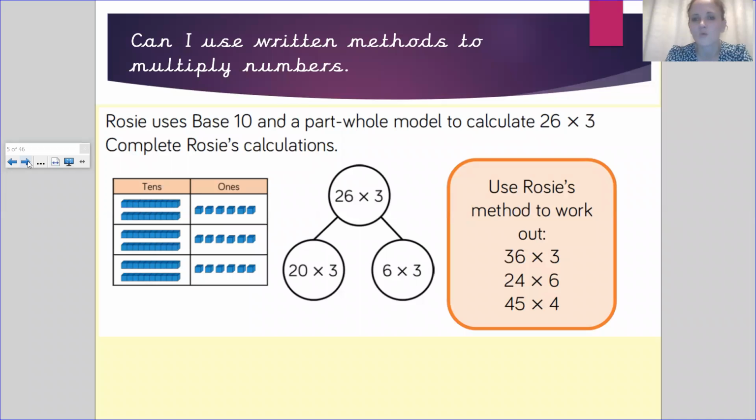So using Rosie's method, I would like you to try the sums that are on the right-hand side there. So we have got 36 times by 3. So you could do 36, and I'm going to split it and go 30 times by 3, and I'm going to say 6 times by 3. And then I'm going to work it out. I'm going to add those two answers together and get an answer. So that is a little bit of help for that one.